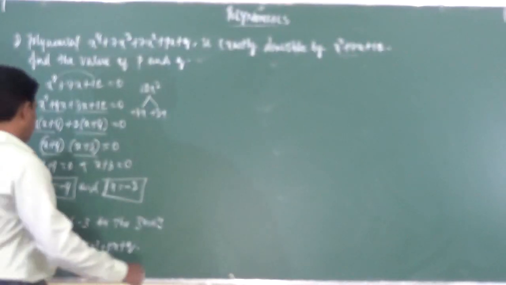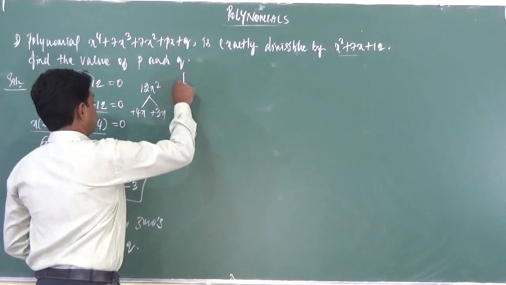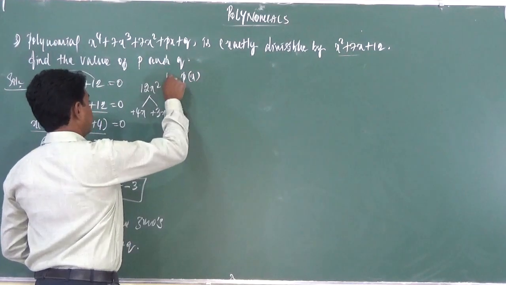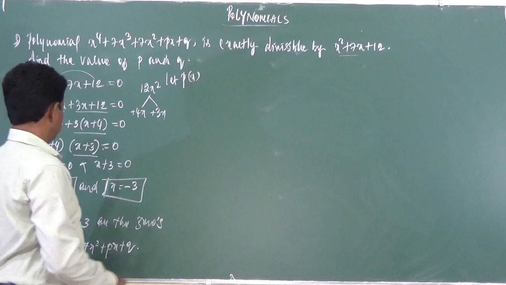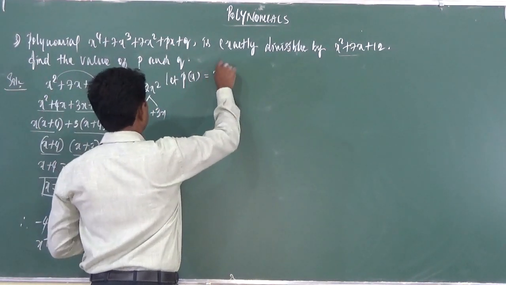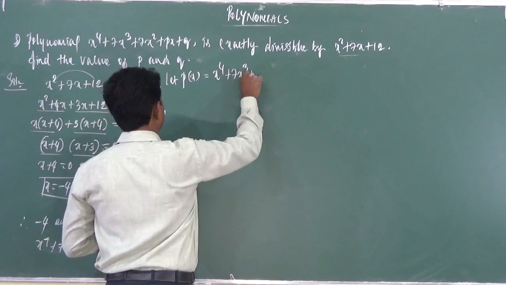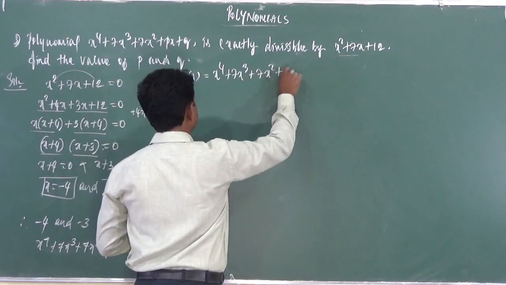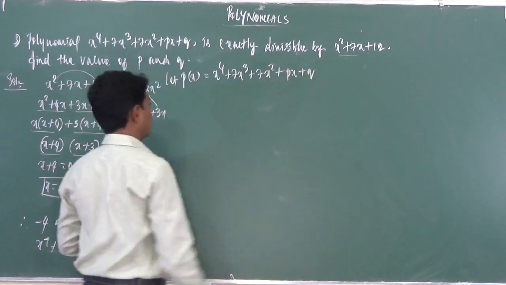Now, the polynomial is given. So let p of x be equal to x to the power 4 plus 7x cube plus 7x square plus px plus q, is the polynomial.